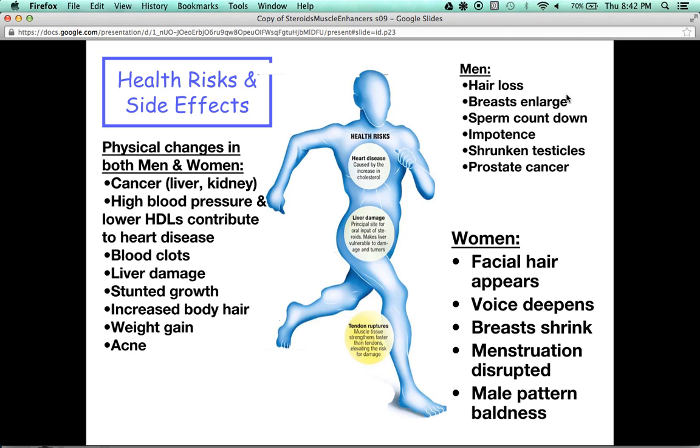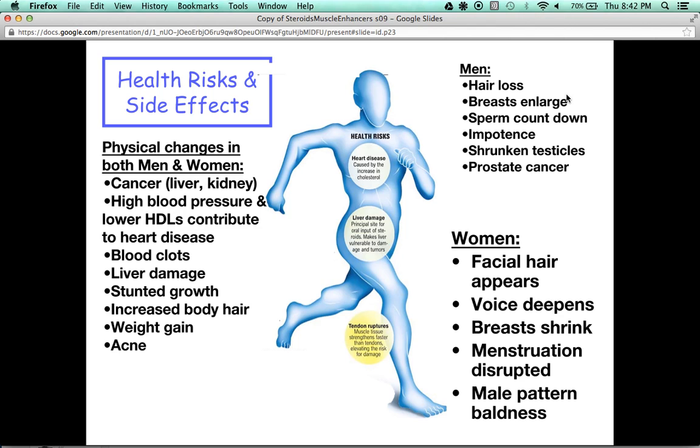When people choose to do steroids, they are choosing to be at some major health risks. And we're going to talk about these in both men and women. So on the left side, you can see that physical changes in both men and women include cancer, which could be cancer of the liver and kidneys, high blood pressure, and heart disease, blood clots, liver damage, stunted growth, increased body hair, weight gain, and acne.